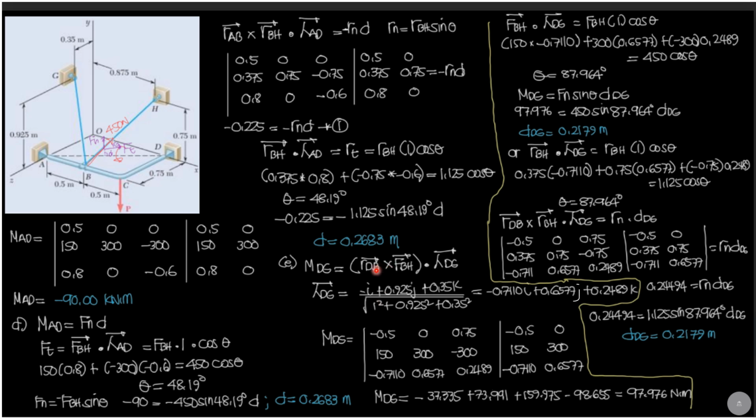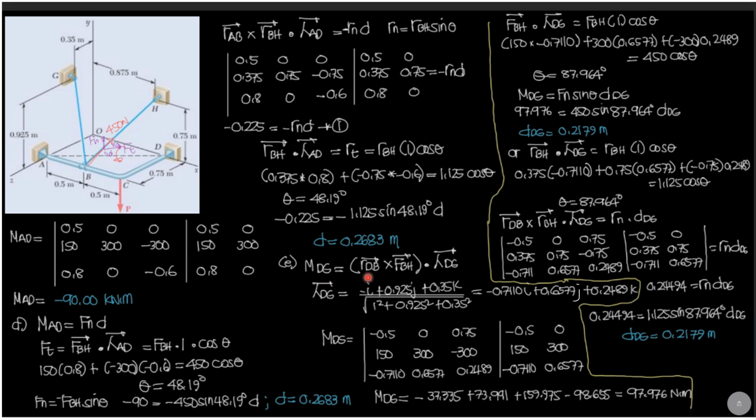For the unit vector of DG, we have to go to the left 1 meter, so negative i, go up by 0.925, positive 0.925 j, then forward towards the z-axis 0.35 k, divided by the magnitude, square root of 1 squared plus 0.925 squared plus 0.35 squared. Simplifying, it is negative 0.7110 i plus 0.6577 j plus 0.2489 k.